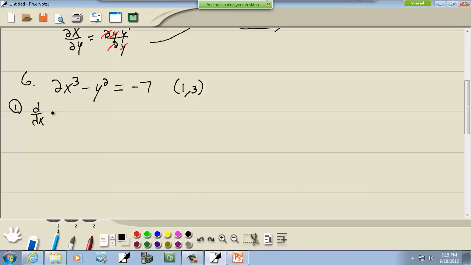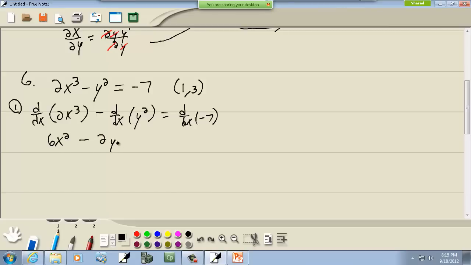Step 1, find y prime. Take the derivative of 2x to the third, minus the derivative of y squared, equals the derivative of negative 7. 2x to the third gives us 6x squared, minus the derivative of y squared, which is 2y, but then we have to add on the y prime. Anytime you take a derivative with respect to x and you have a y, you have to add on y prime. And the derivative of negative 7 is 0. We want to solve for y prime, so I'm going to take the negative 2y y prime to the right side.